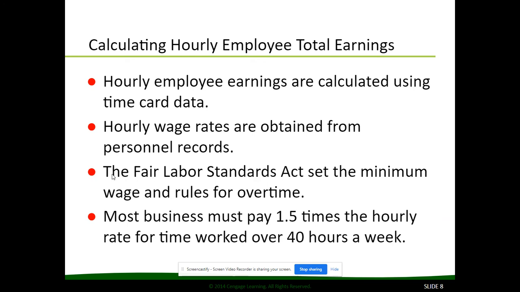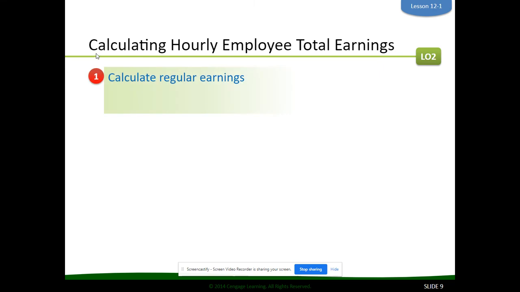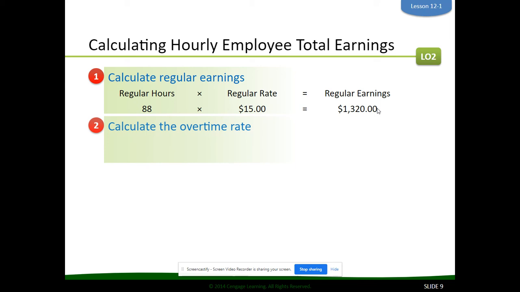Also, something to note is that the Fair Labor Standards Act sets the minimum wage. Like I said before, minimum wage varies from state to state, and so do the rules for overtime. Most businesses are going to pay 1.5 times the hourly rate for time worked over 40 hours a week. But here, we're just going to look at whether it's over 8 hours a day. So in order to calculate the regular earnings, we're going to take the regular hours and multiply that by the regular rate, and that's going to give us the regular earnings.